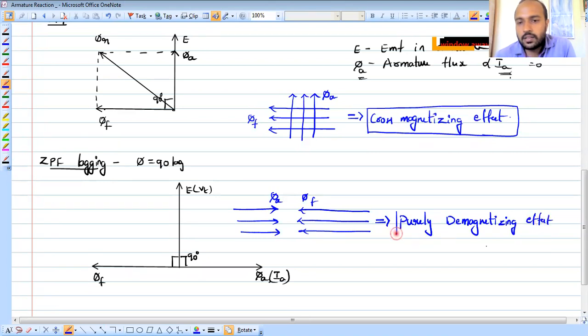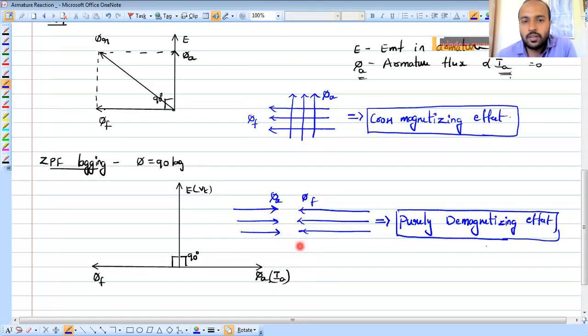The resultant magnetic field will decrease because of this direction, right? These two are moving opposite, right? Then what will be the resultant? Phi f minus phi a. This is the resultant, right? So the resultant will decrease here. That's why I am saying demagnetization. Demagnetization means decreasing of flux.